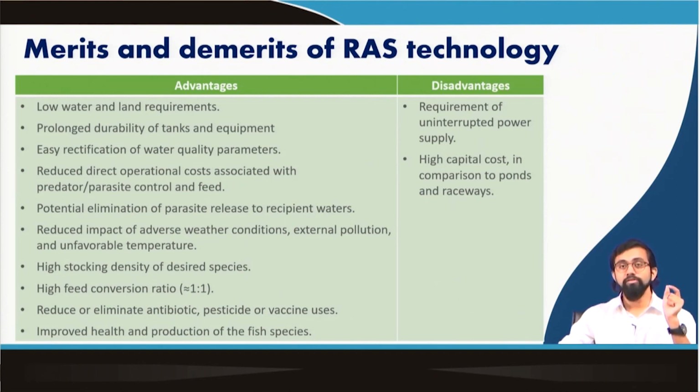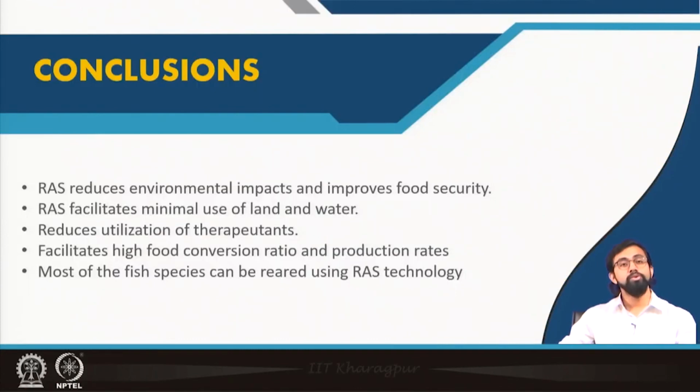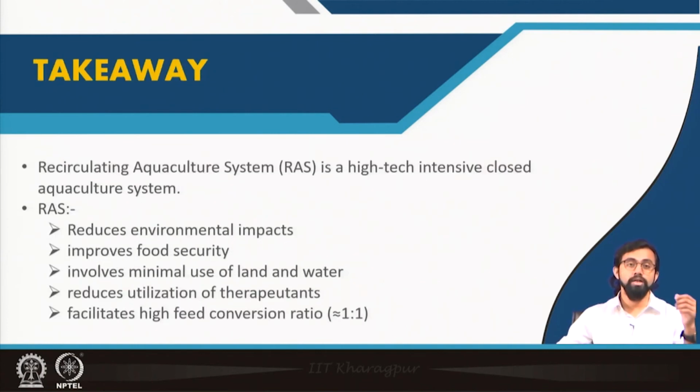So that is a very big disadvantage related to RAS technology, and it also involves a very high capital cost in the beginning, compared to ponds and raised beds. But with time, definitely with the benefit that you will get from selling your product, the payback period is also less. But it involves a basically high capital cost, which is a problematic issue. So it reduces the overall environmental impacts and improves food security, as we have discussed, and it reduces the utilization of therapeutants and it facilitates high feed conversion ratio and production rates. Most fish species can be reared using RAS technology.